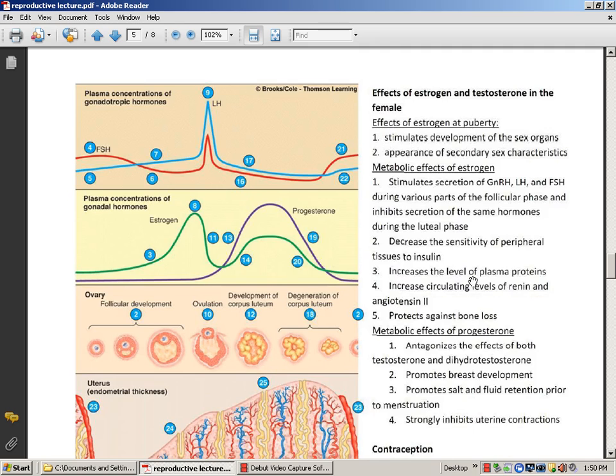Okay. Here's where it really starts sucking for you women. Estrogen increases the level of plasma proteins. In other words, she has more solutes in her blood. What's that make her retain? More water, which causes bloating, edema, swelling, puffiness. So the more estrogen is in her system, the more bloaty she gets, right?